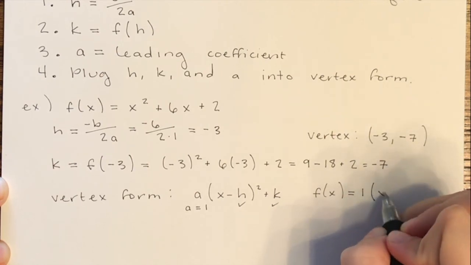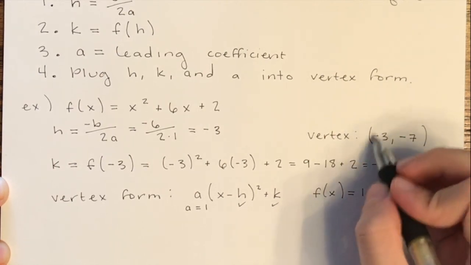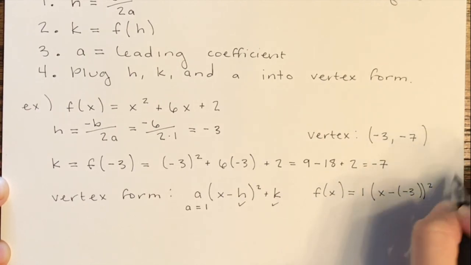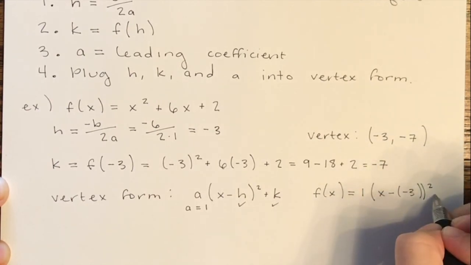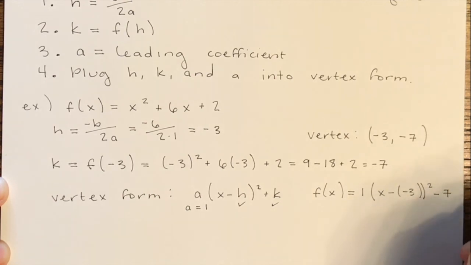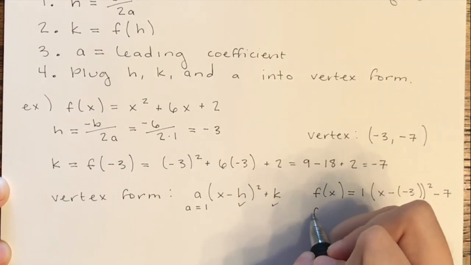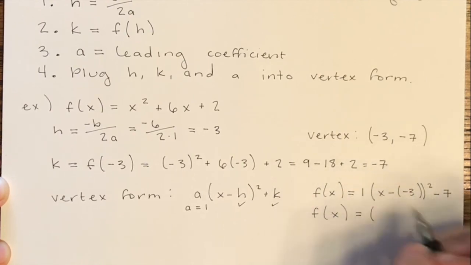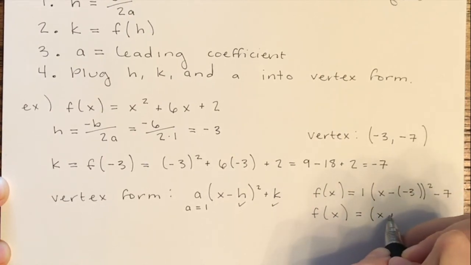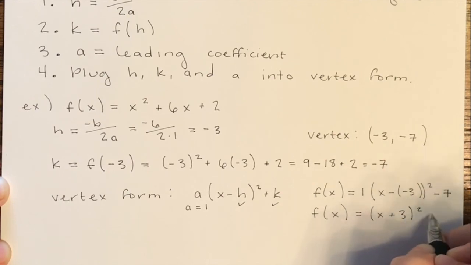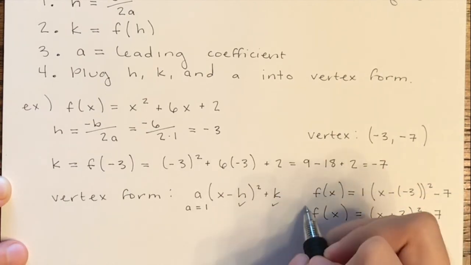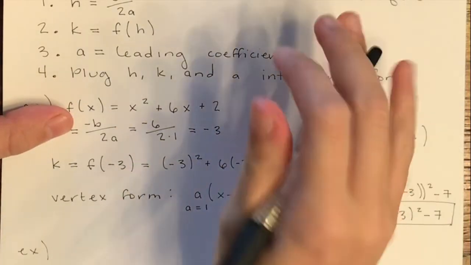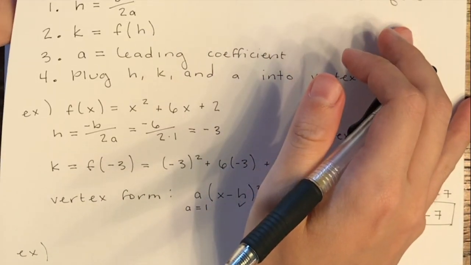So vertex form of f of x is 1 times x minus h, and h is negative 3, squared plus k, so we have minus 7. If we want to, we can simplify. We don't have to write the 1: x plus 3 squared minus 7. That's the answer. Okay, now that we know how to do this, let's look at an example in the lab manual.